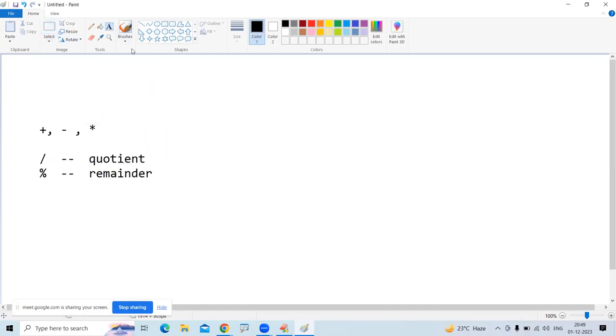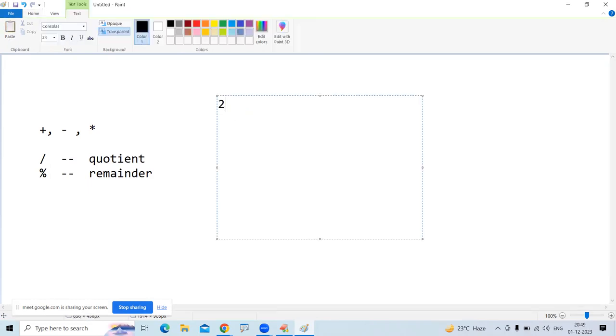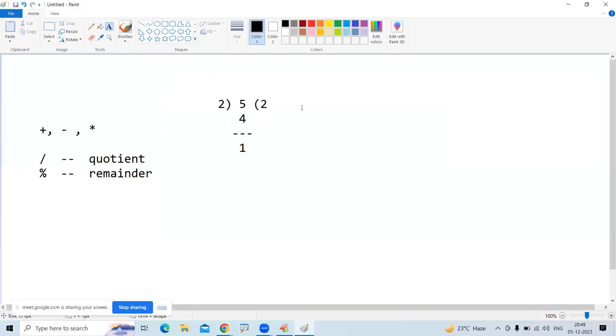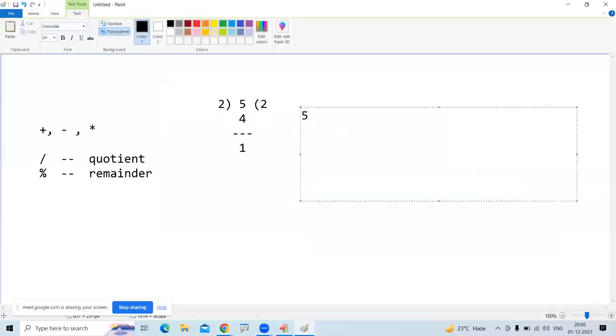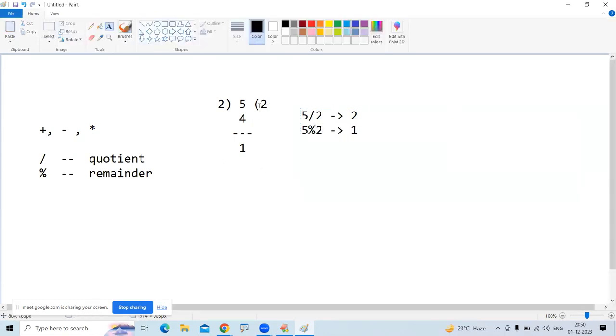Suppose if I am doing like this, 5 I am dividing with the 2. How many times? 2 times. Only integer I am taking. Why integer? I'll explain. I am looking for the remainder. What will happen when 5 you are dividing with the 2? Division means quotient will come. Quotient is 2. 5 mod 2, remainder will come. Remainder is 1. This is quotient and this is remainder.